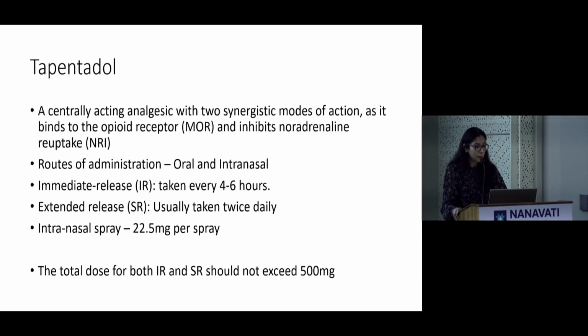The next drug is tapentadol. It is mainly oral, and even intranasal is available, and intranasal works quite well because it's quite rapidly acting. So if the patient has acute pain, they can take intranasal. 50 mg is the dose, 50 mg twice a day usually it is given. And the patient takes 1 spray, about 2 sprays at a time, so 22.5 mg per spray it's available.